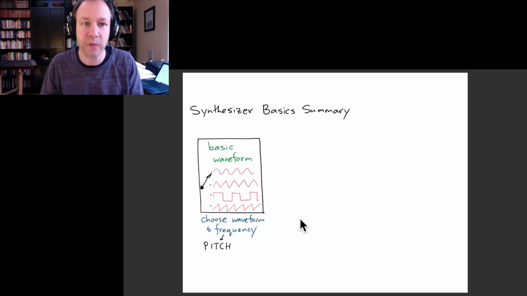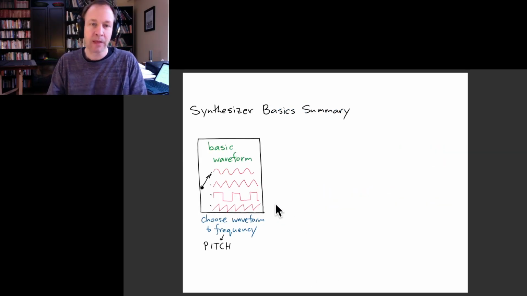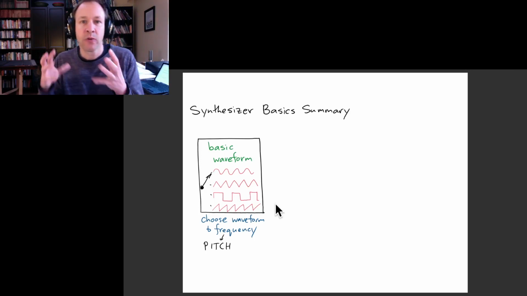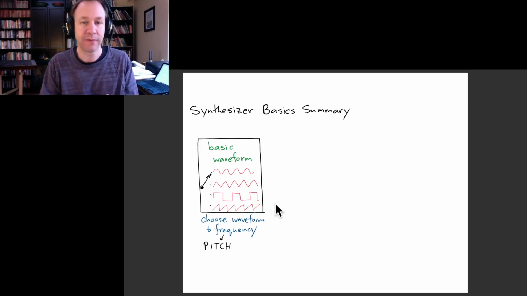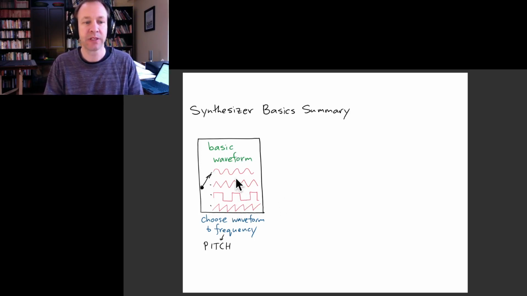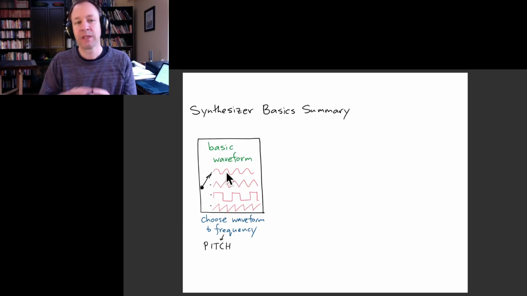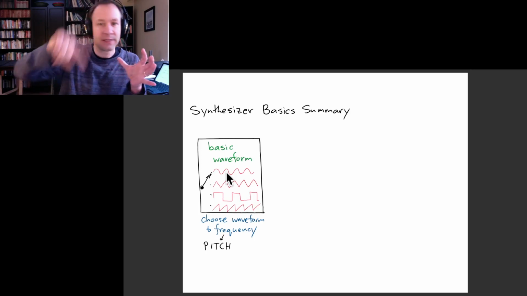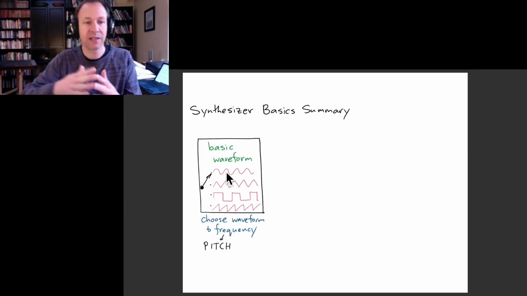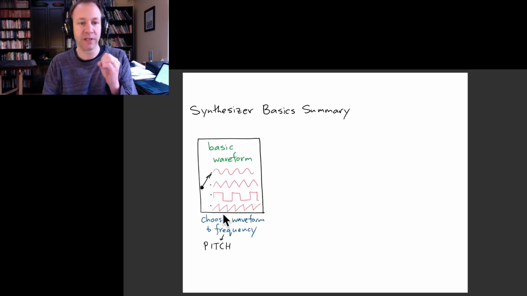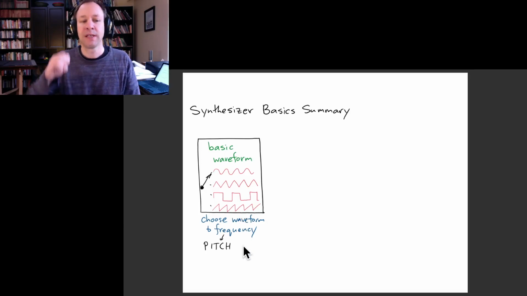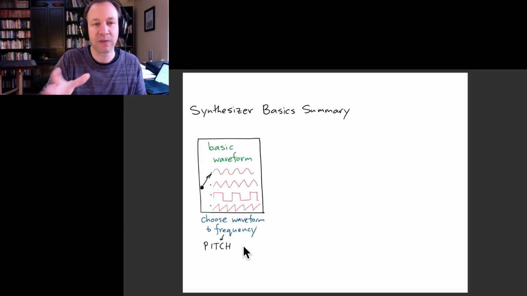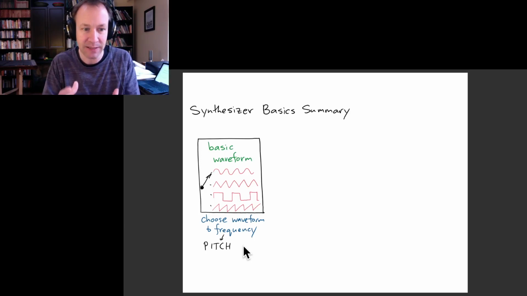Okay, so how does it work? Well, generally, we're going to start with some basic waveform. And so we would take a waveform, choose a simple shape like a sine or a triangle wave or a square wave or a sawtooth. I'm going to talk more about these things coming up. And we would just choose the pitch or the frequency that we want as the basis of our sound.